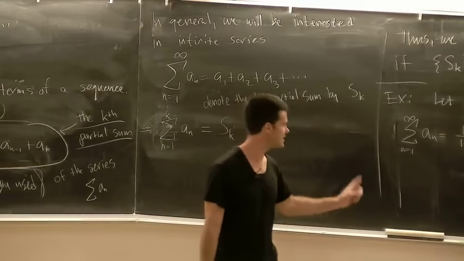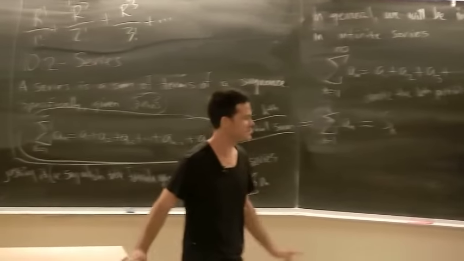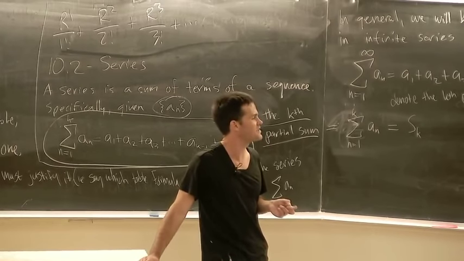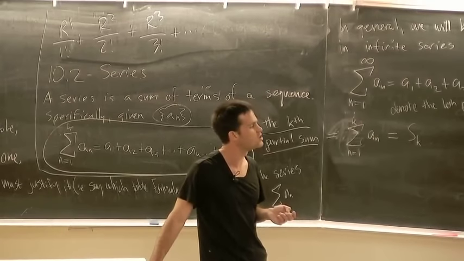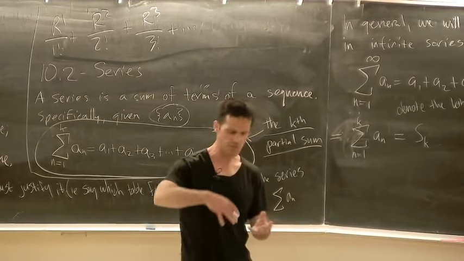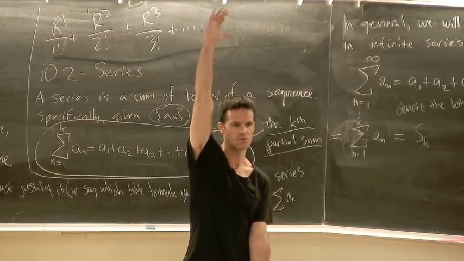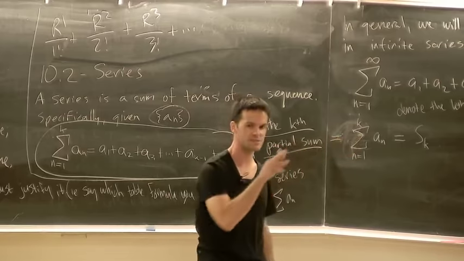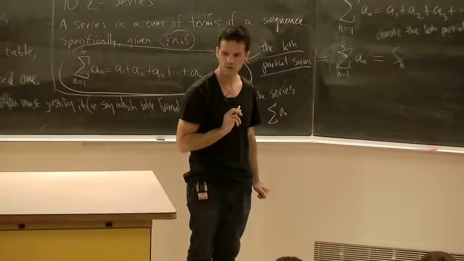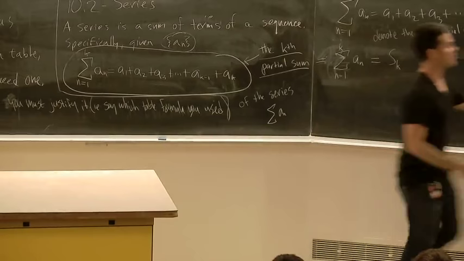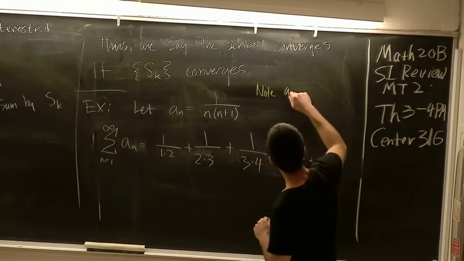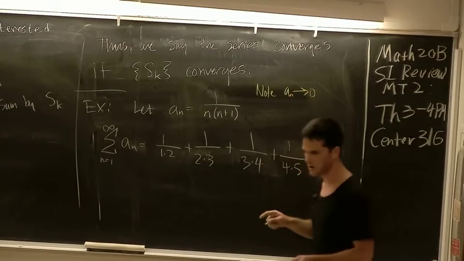Any guesses as to whether this series converges? Does it look like adding up this infinite number of numbers will just keep getting bigger and bigger until it goes to infinity? Or does it approach a certain specific value? The terms go to 0. These do, yes. An important thing to notice, an excellent observation, is that a sub n goes to 0.